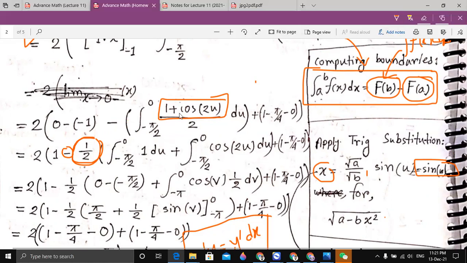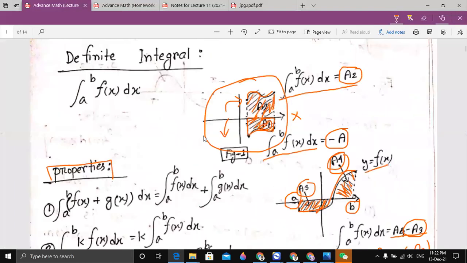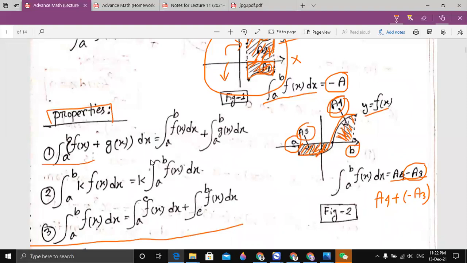So finally we get this line. So now we can write down the integration from minus pi/2 to 0 of du, because here I'm just using this property, I mean the substitution rule.